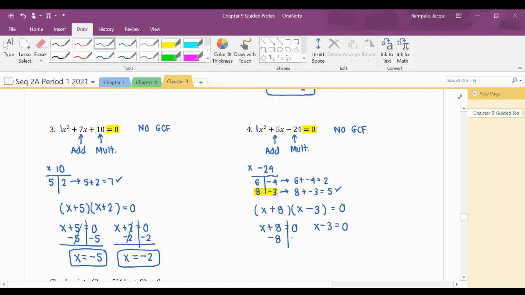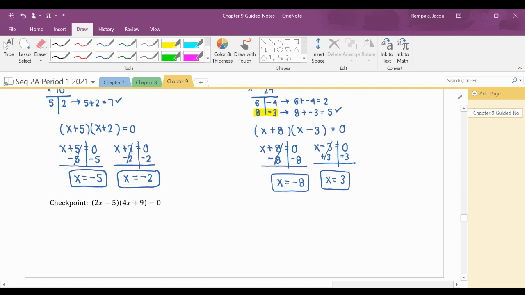To move a +8 means we subtract. So one of my answers, x equals -8. In the other equation, we want to add 3. And so 0 plus 3 is 3. There are my two solutions.